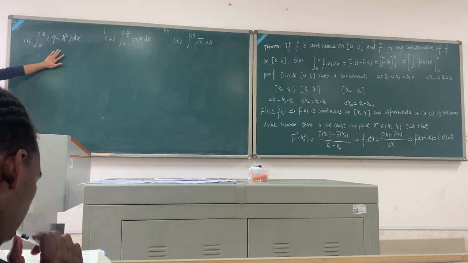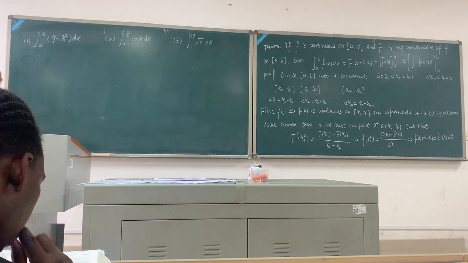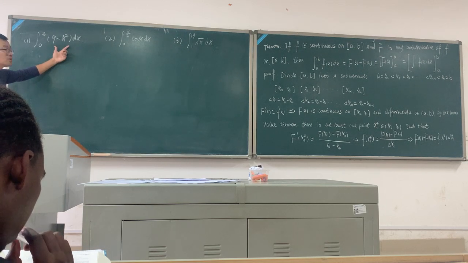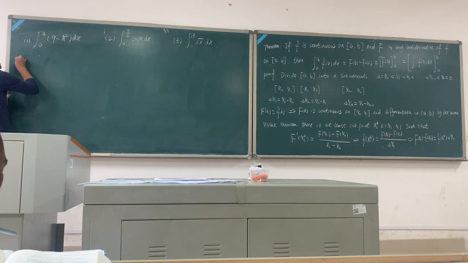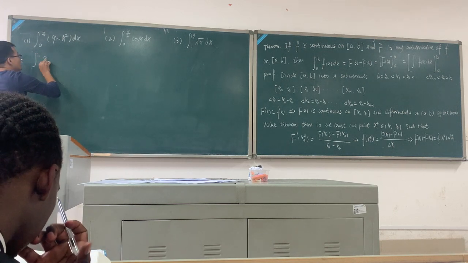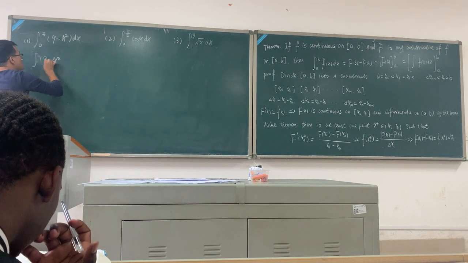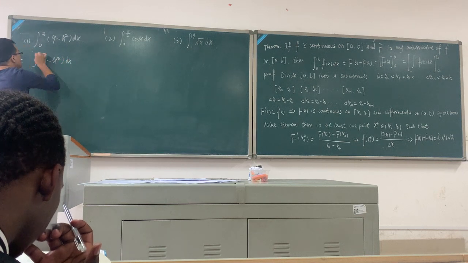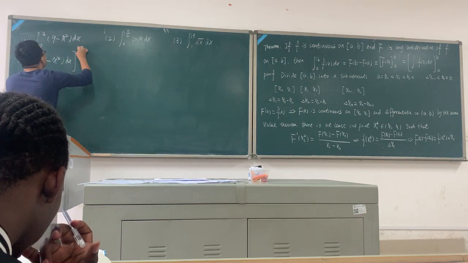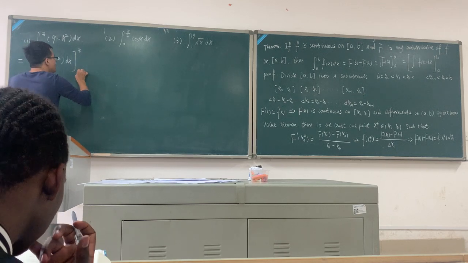So here means that we need to find the antiderivative of 9 minus x squared. So we use the result: it is equal to the antiderivative of 9 minus x squared dx, evaluate at 3 minus evaluate at 0.